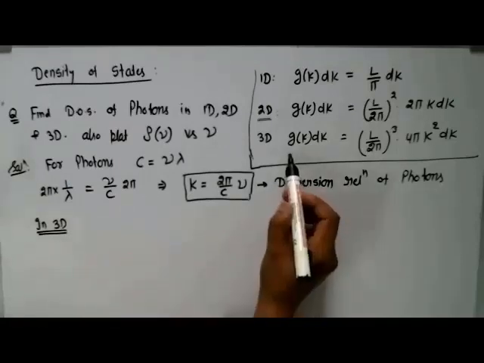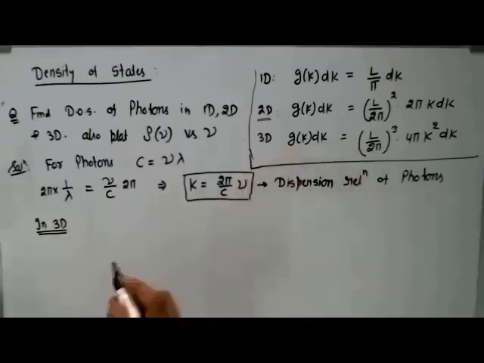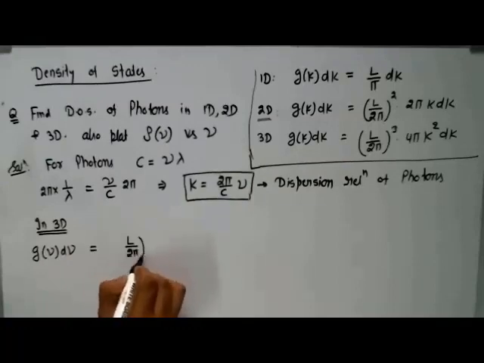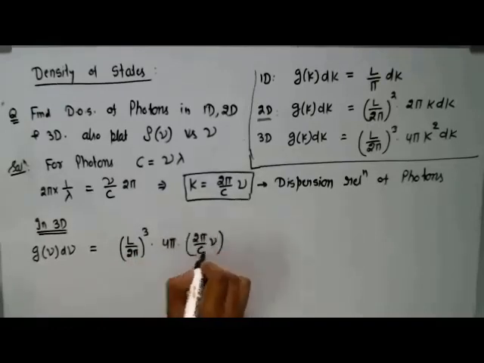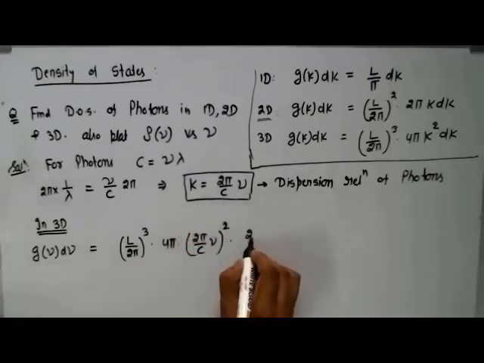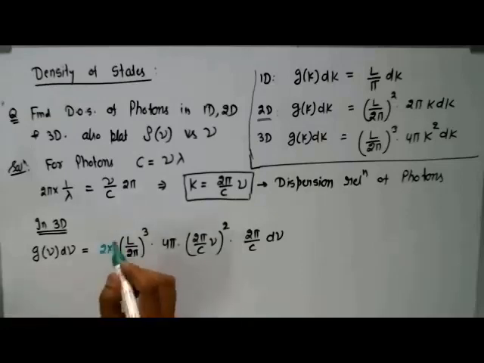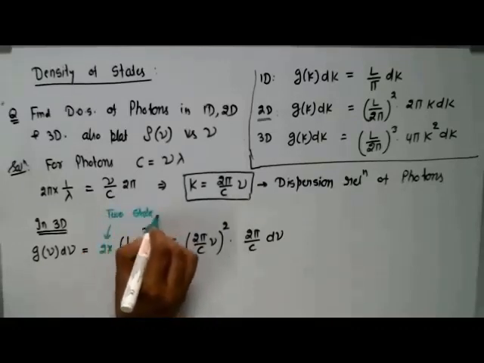Now in 3D you can see that you need this relation. And when you put the value of k in terms of frequency, then the left hand side simply becomes a function of frequency. And this becomes L upon 2 pi whole cube, and 4 pi k square becomes (2 pi upon c into nu) whole square. And dk, I mean you can differentiate, तो क्या बन जाएगा 2 pi upon c into d nu. Now here also I am going to multiply with a factor of 2. And this factor of 2 actually represents the 2 states of polarization.